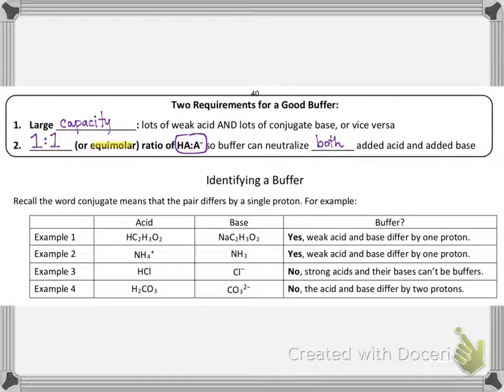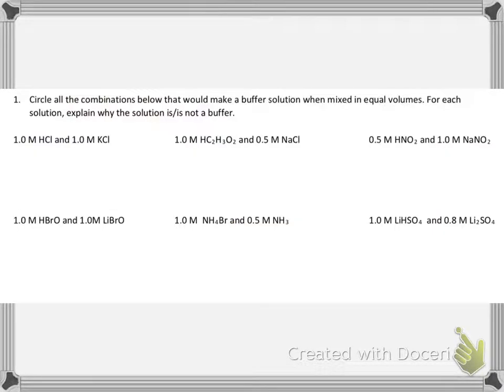Just a quick reminder when you're identifying buffers. You're looking for a weak acid and its conjugate, which means they have to differ only by a single proton. So acetic acid and sodium acetate is totally a buffer. NH4+ and NH3, also totally a buffer. But HCl and Cl- are not. They do differ by one proton, but strong acids and bases are not buffers. And then carbonic acid, H2CO3, and carbonate, even though carbonic acid is a weak acid, it's 2 protons away, and thus they're not conjugates. So that also would not be a buffer system.